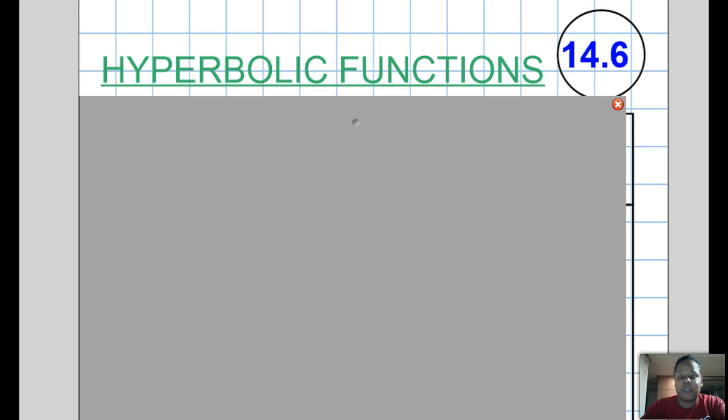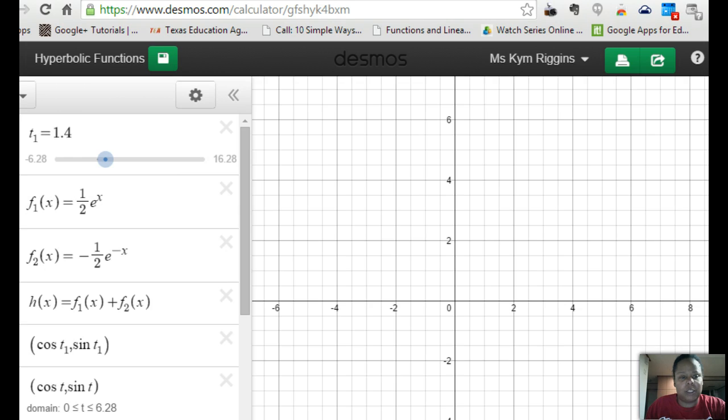Hyperbolic functions are a special type of functions that appear frequently in engineering, and they involve e to the x and different transformations of e to the x. These two particular functions seem to appear frequently, and so they named them the hyperbolic sine and hyperbolic cosine. And I'll explain why it's sine and cosine instead of something else. But let's take a look at these particular two functions.